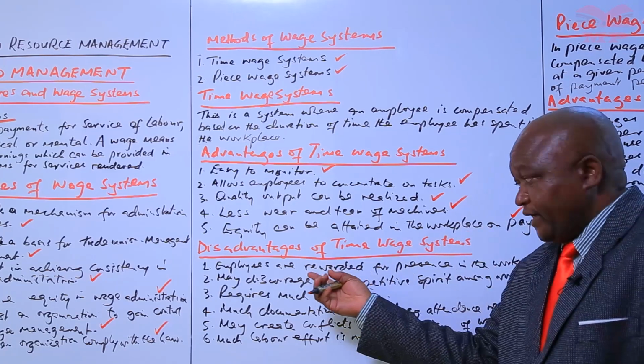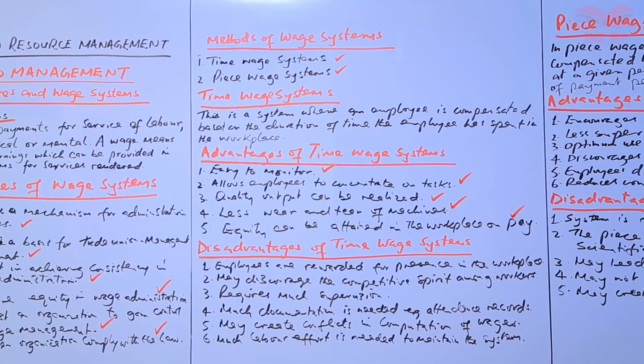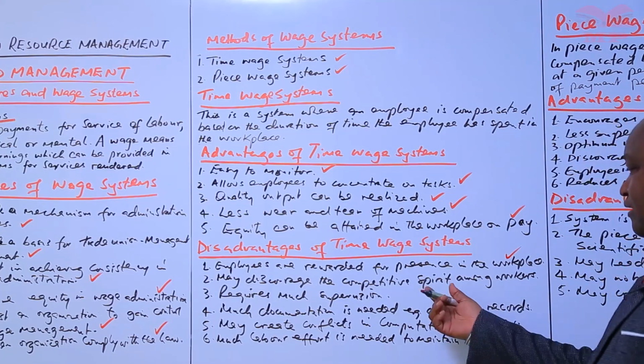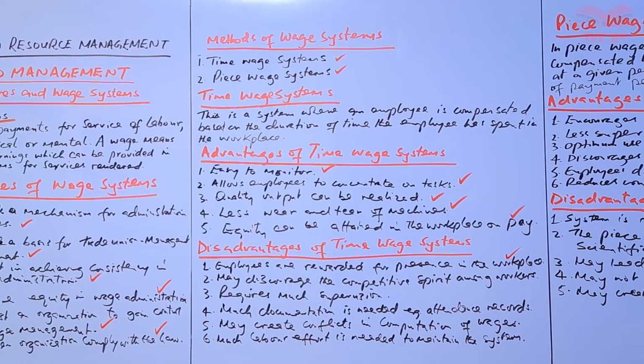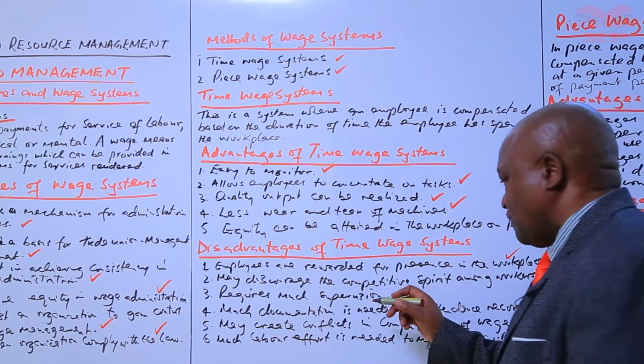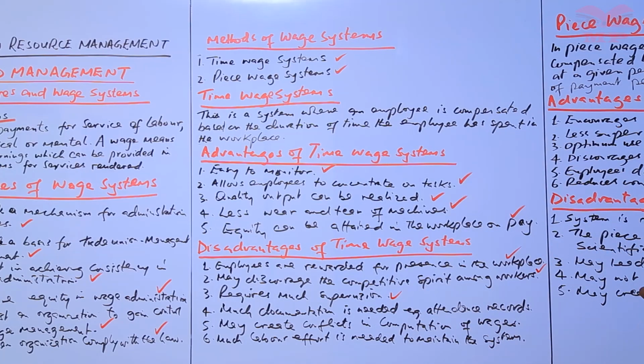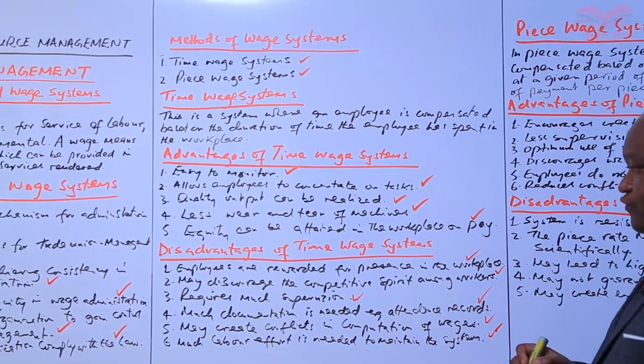And then we have gone ahead and looked at some of the disadvantages of time wage systems, and we have said that, one, employees are rewarded for presence in the workplace. So you rush to the workplace, you are present in the workplace, you are paid. So the idea is just to arrive. Then number two, may discourage the competitive spirit among workers. Number three, requires much supervision. Number four, much documentation is needed, for example, attendance records. Then number five, may create conflicts in computation of wages. And number six, much labor effort is needed to maintain the system. So those ones are some of the disadvantages of time wage systems.